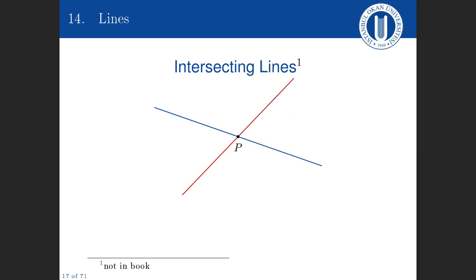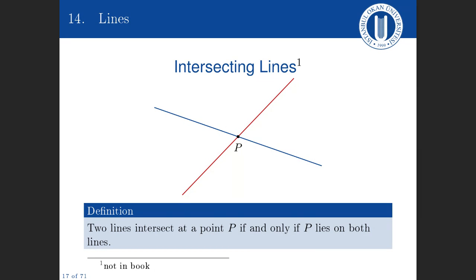I want to talk about intersecting lines next. If you're following along with Thomas's calculus textbook, this is not in the subject material, it's hidden away in the exercises. We say that two lines intersect at a point P if and only if the point P lies on both lines.